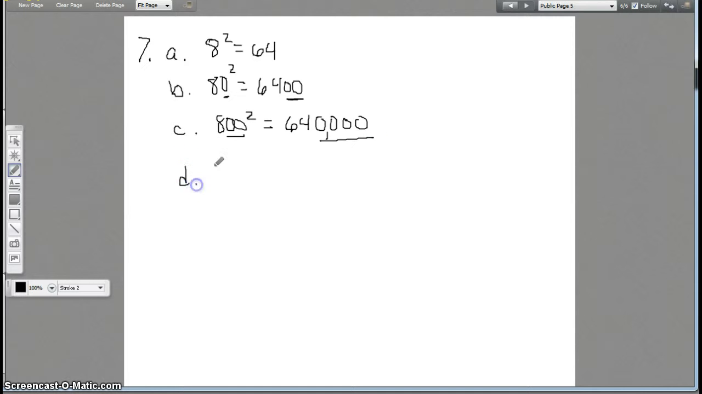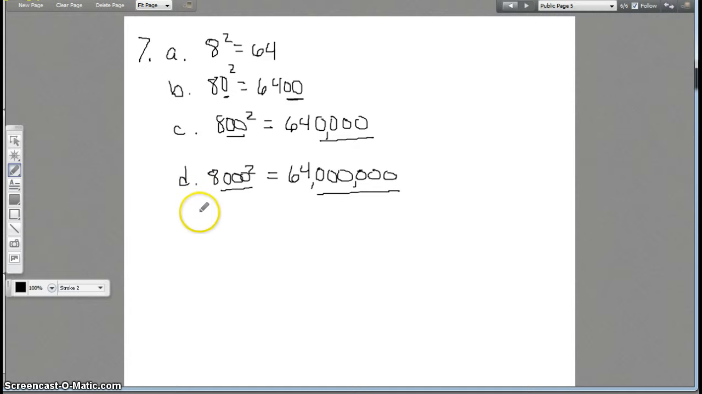And then part D is 8,000 squared. And our answer is going to be a 64 with 6 zeros after it. So it's 64 million. Notice we have 3 zeros here, but we end up with 6 over there. So that's finding the square of a number. You just punch these into the calculator.